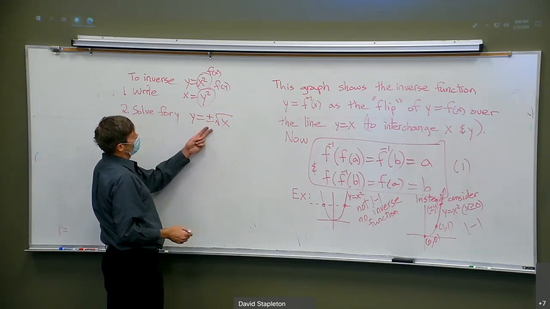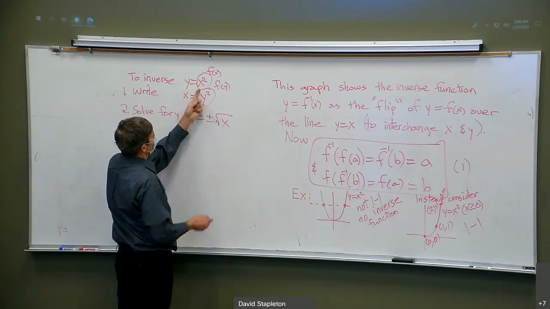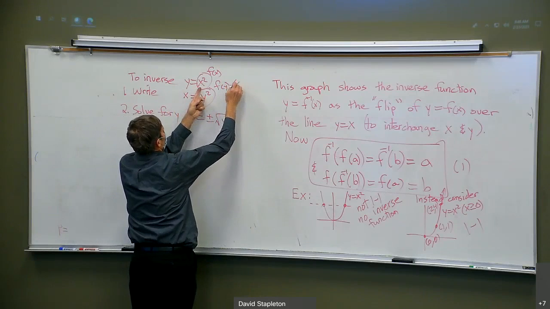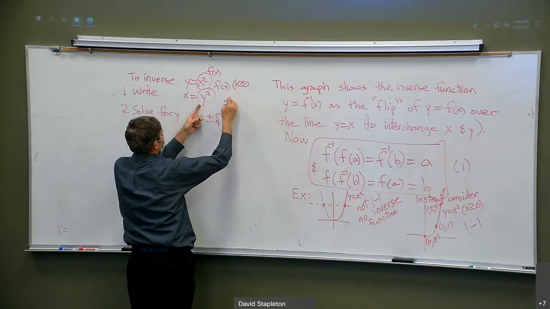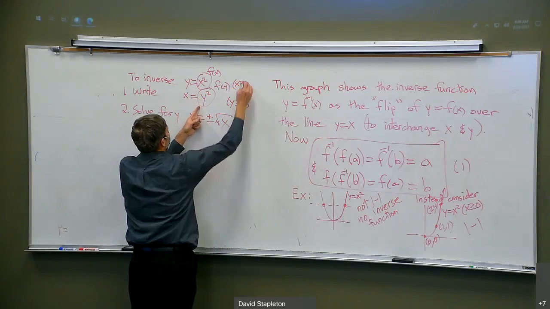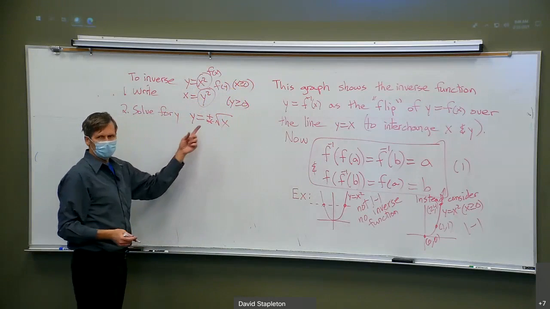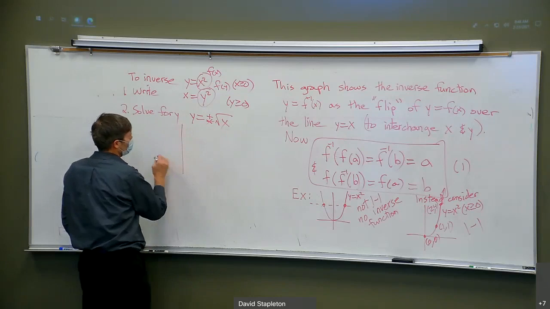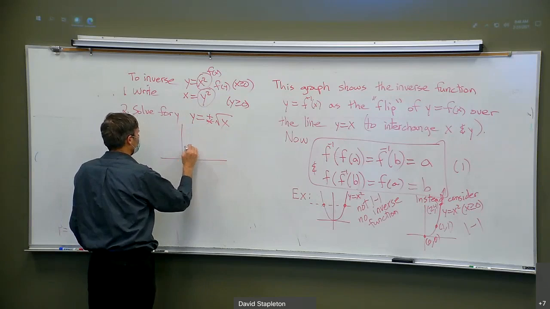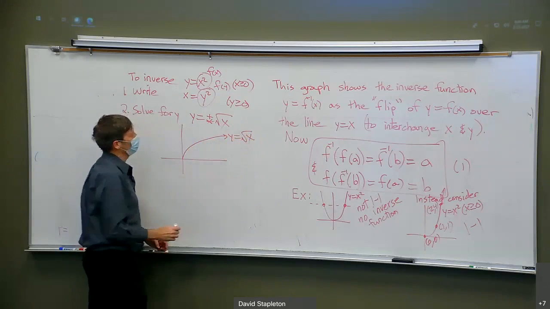The reason I don't get one plus or minus is that I didn't start with a one-to-one function. If I also restrict this to x greater than or equal to 0, then this one will be restricted to y greater than or equal to 0, which means you only get the plus sign. Obviously, the inverse of the square is the square root, right? So it looks like this. You've probably seen it before, right?